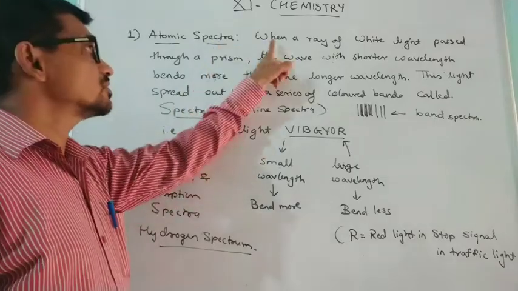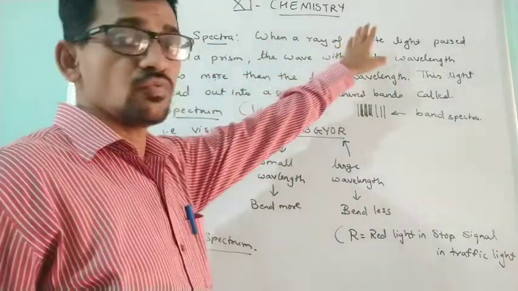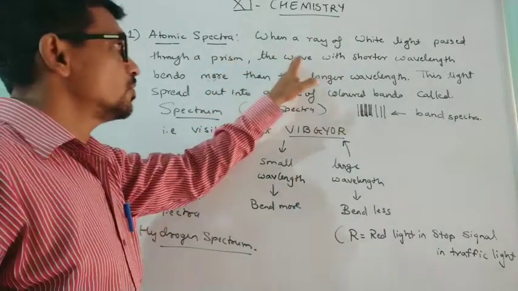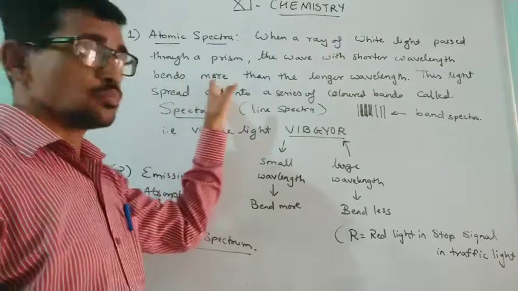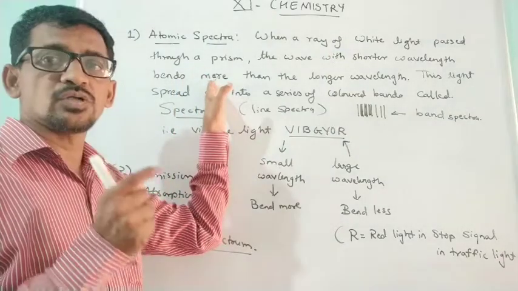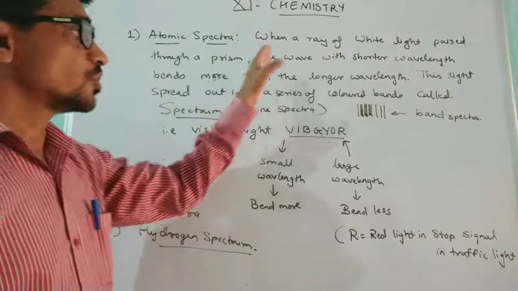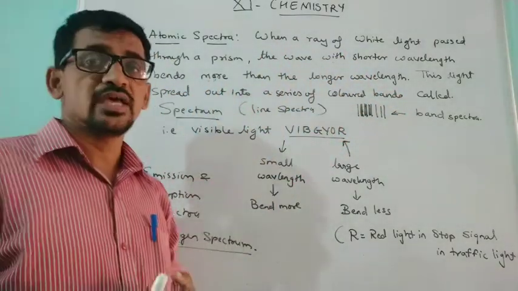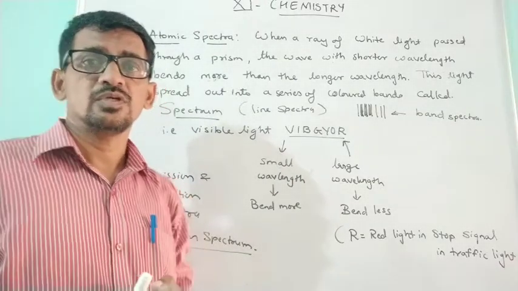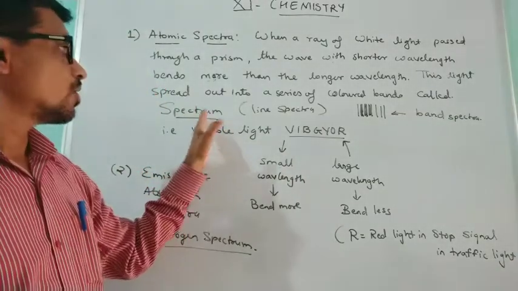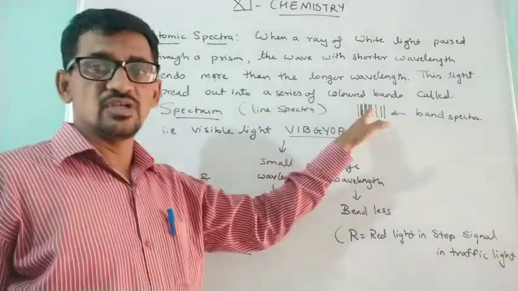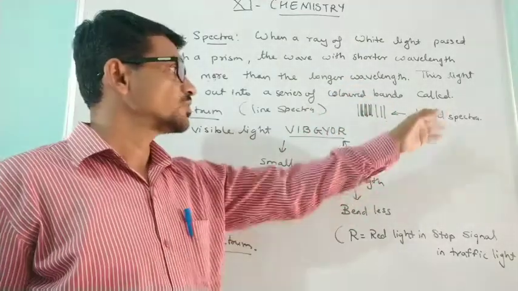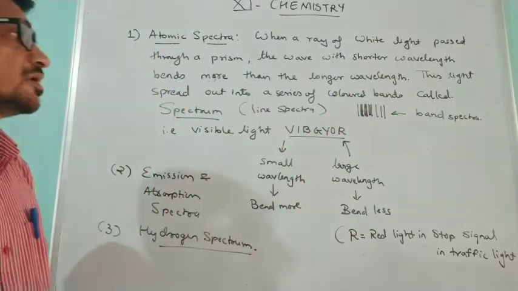Simple thing is, when a ray of light, means white light, ordinary light, is passed through the prism, the wave with shorter wavelength bends more as compared to the longer wavelength. This spreading of light is known as spectra. These are also known as line spectra. Why? Because different dark and light patches or lines are observed.